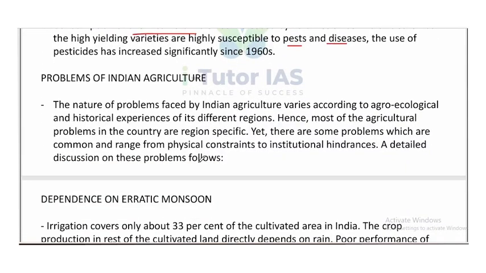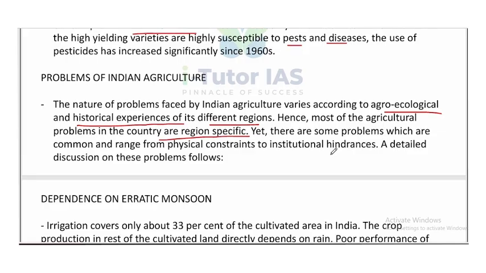Now, what are the problems of Indian agriculture? Nature of problems faced by Indian agriculture varies according to agroecological and historical experiences of its different regions. Hence, most of the agriculture problems in the country are region specific. Yet, there are some problems which are common and range from physical constraints to institutional hindrances. A detailed discussion on these problems is as follows.